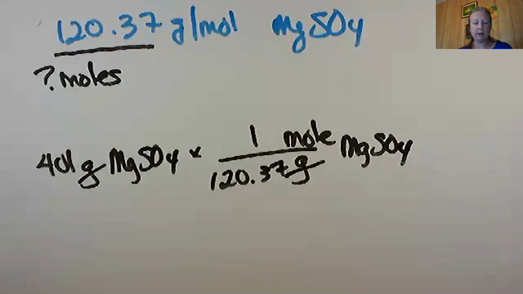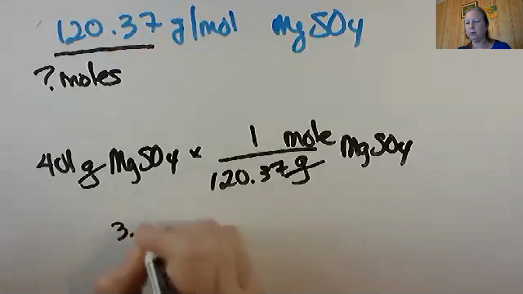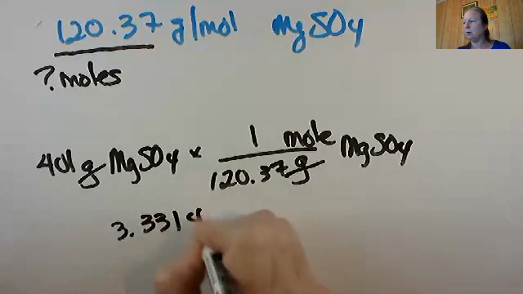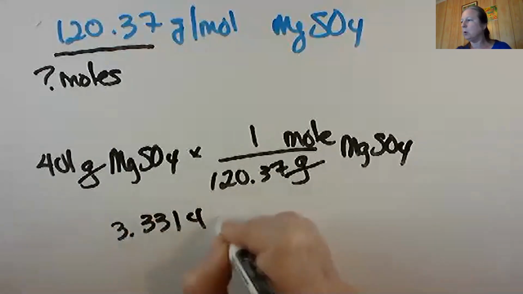And when I do my math, oh, there's my scientific calculator. Aren't new phones fun? 401 divided by 120.37. And I get 3.3314 moles.